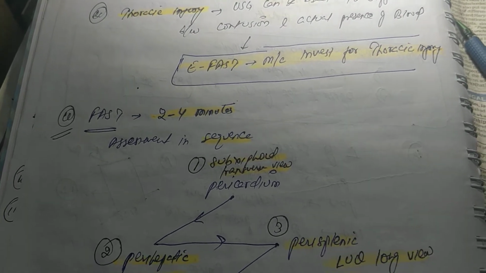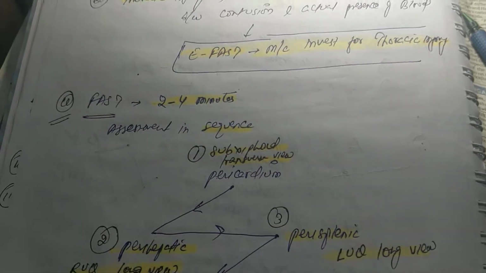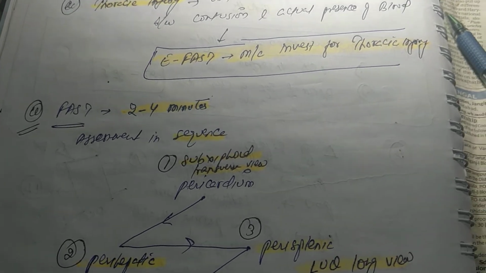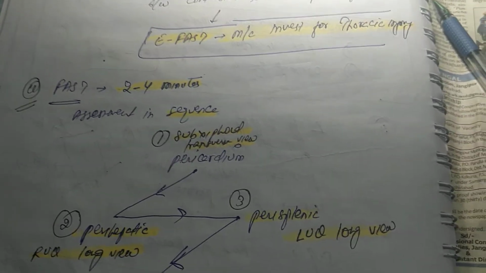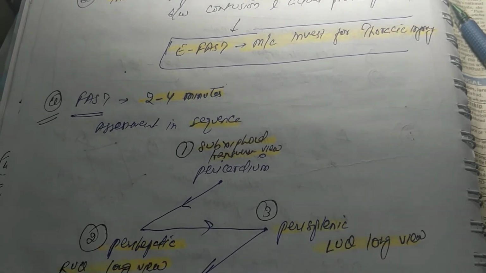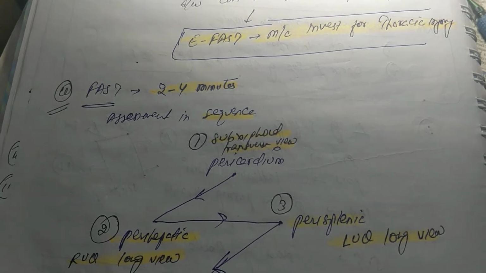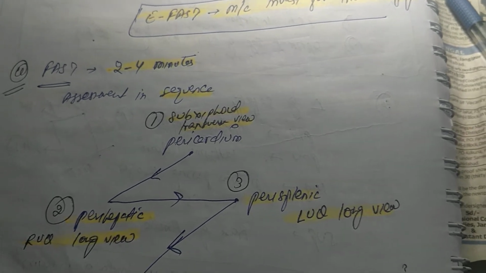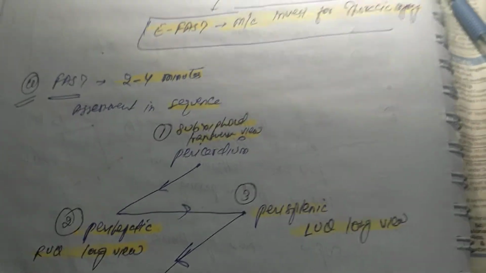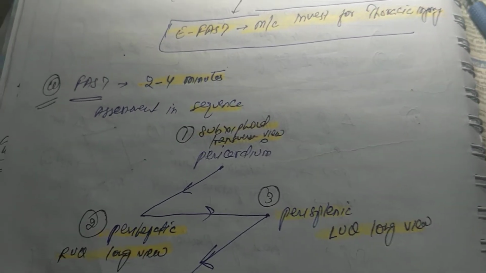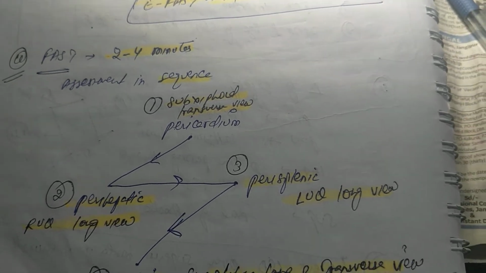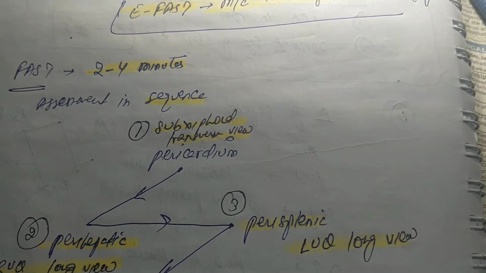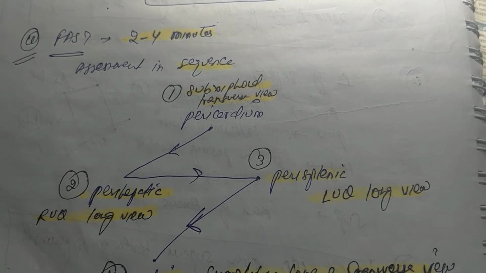So assessment in sequence: what do you have to do first? In case of FAST, you have to assess within 2 to 4 minutes. First you have to look at the heart area, that is called the pericardium. Then just come down to the right side, where you go to the hepatic area, known as the perihepatic area. Then go from right to left, that is the perisplenic area. And the last you have to go to the pelvis. So repeat with me: first the pericardium, then the perihepatic, then the perisplenic, and then the pelvis. Sometimes they can ask what views you will find in case of pericardium, perisplenic, perihepatic or the pelvis.